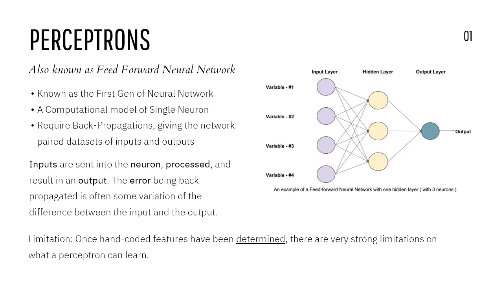And there is a limitation of this simple feed-forward neural network: once we have hand-coded features, and as we can say, once we have determined how the network should think, there are very strong limitations on what it could learn more. Yeah, that's it. Move to the second one.